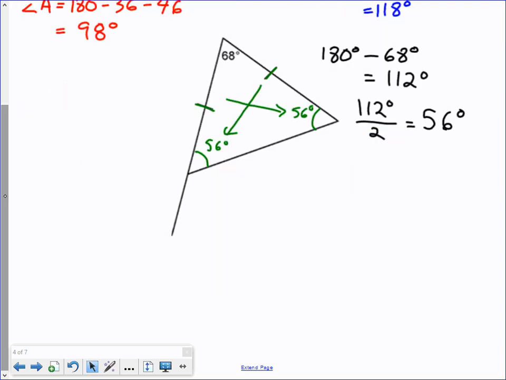Now, if we wanted to find this final angle out here, now that we know the 56, we know that the 56 and the angle we're trying to find are supplementary angles, so they have to add up to 180 degrees. So 180 degrees minus 56 is going to be 124 degrees. So this angle would be 124 degrees.